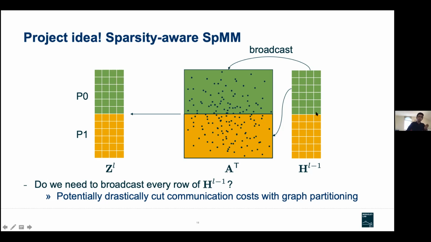This isn't always necessary though, because let's say for instance, process 1 has a column of A that has no non-zeros. This entire column is full of zeros. What that means is now we don't need a whole row of H. By broadcasting this row of H, all we're doing is saying, here's a row of H, process 1, and process 1 isn't actually going to use that because there's nothing to multiply that row of H with in its subblock of A. So one potential room for optimization here is essentially don't broadcast every row of H, just broadcast the rows of H that are actually necessary for a process.